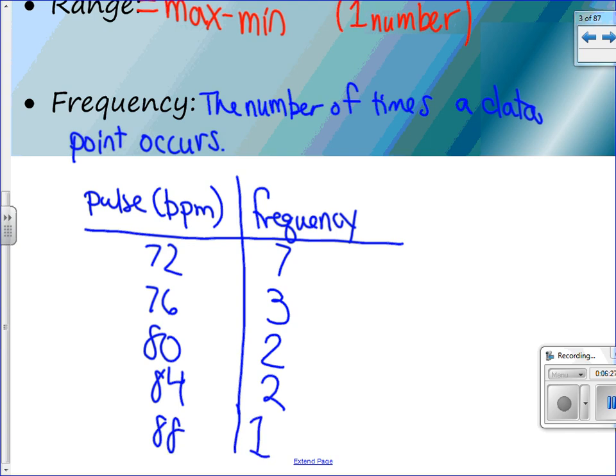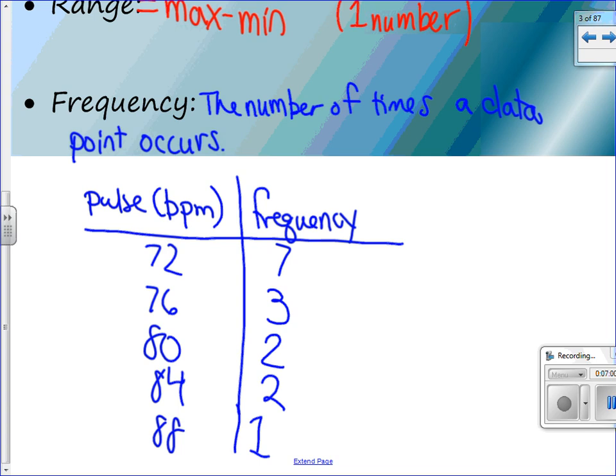So frequency is the number of times the data points occur. When you're finding, let's say, the average of these numbers, which we didn't have to do yesterday, but if you were, would you just add up 72 plus 76 plus 80 plus 84 and 88 and divide it by 5? Is that how we would find the average? Okay, how would we find the average then? David? I would multiply the frequency by the pulse and then add them up.